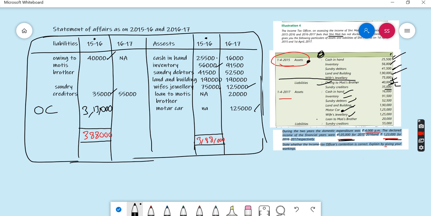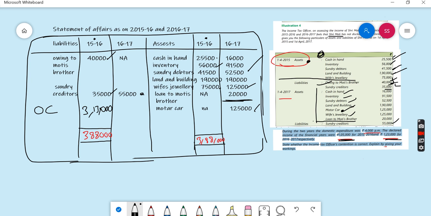and then loan to Moti's brother. Now we gave a loan to Moti's brother. It was not there in the previous year. So 20,000 we gave as loan to Moti's brother. Now that is an asset for us, right? Up to here all the assets we have written here. Now the liability part. The liability part is 55,000, which we have written here.